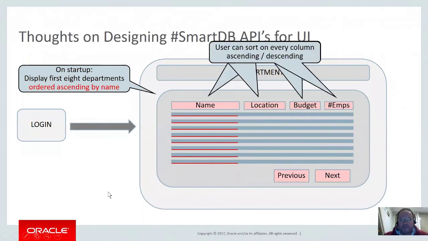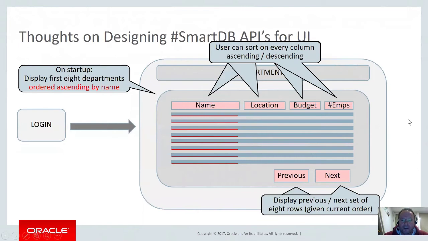And the user has the availability to click on column headers, which then sort the data on that column, either ascending or descending, switching between those two modes. It's all fairly familiar. And there's also a previous and a next button to display the next set of 8 rows in case there are more than 8 departments in our little employee department table.